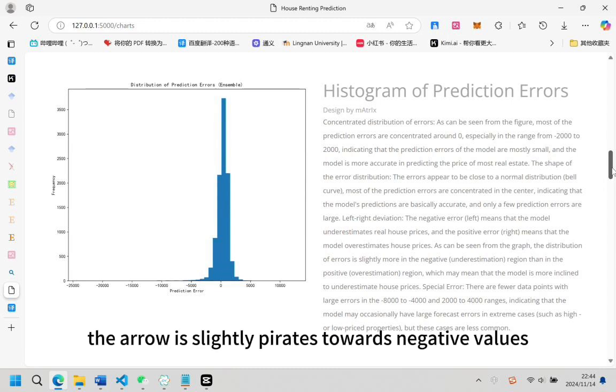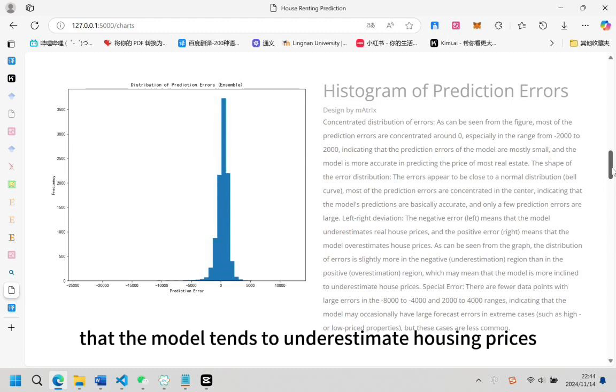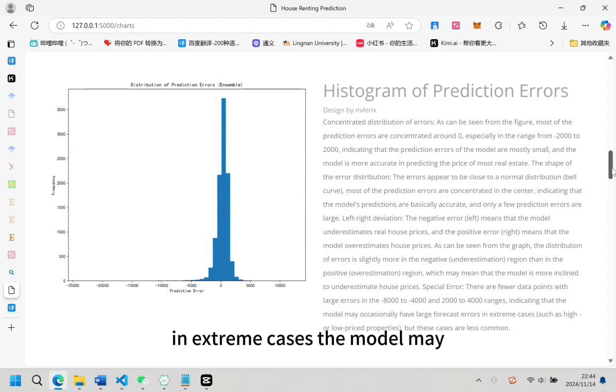The error is slightly biased towards negative values, indicating that the model tends to underestimate housing prices. In extreme cases, the model may occasionally have significant errors, but this situation is not common.